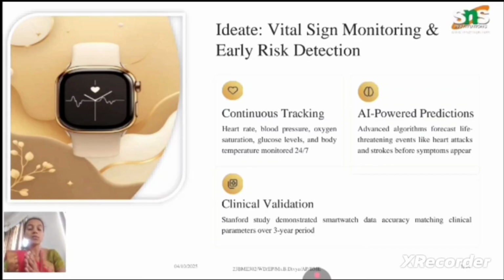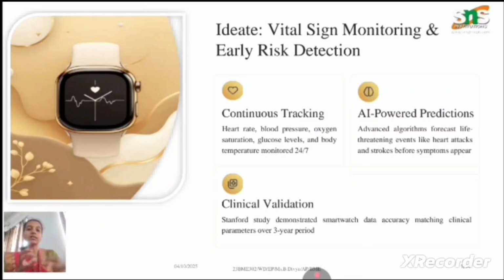And then clinical validation. The Stanford study demonstrates that smart watch data accuracy matches clinical parameters over a 3-year period. The smart watch data is as accurate as clinical measurement. If you meet the doctor and he measures all the parameters, they will be exactly equal to those of the smart watches we are using. This has been identified by the Stanford study.